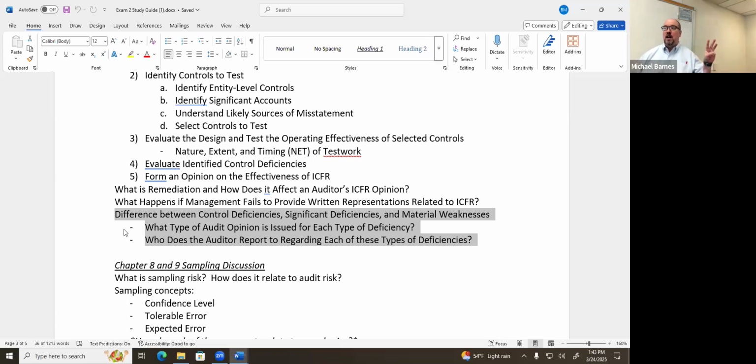Then I have a material weakness, okay? I'm going to tell management, the audit committee. Anybody else? Everyone else, okay? It gets reported externally on the audit report. That's one of the things that gets reported on the audit report, a material weakness. That's where we have an adverse opinion. All right.